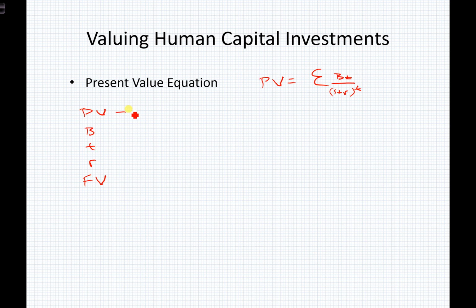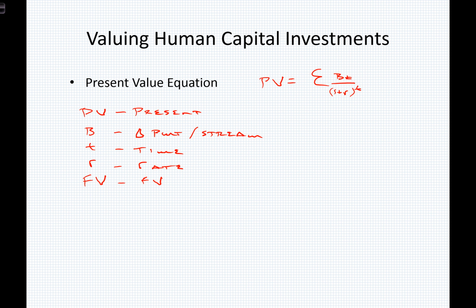Well, let's look at what each of these means. PV, of course, simply means present value. Beta is some change in payments or stream of benefits. T is a variable for time. R is a variable for rate, sometimes referred to as a discount rate, and FV, of course, is future value. Any of you that understand the present value, future value, time value of money equations are familiar with these 5 variables, although you may think of them as present value, payment, time, rate, and future value. But it's the same thing.